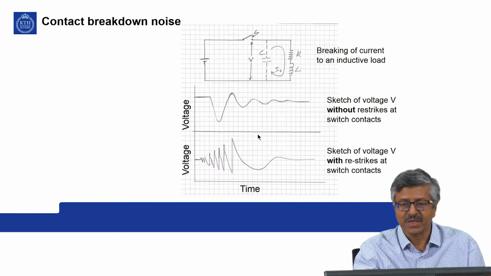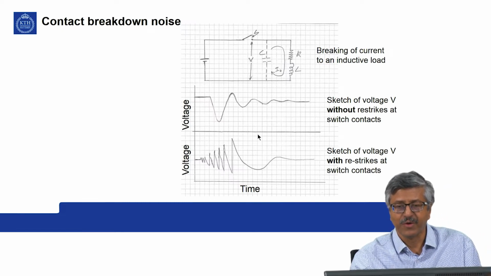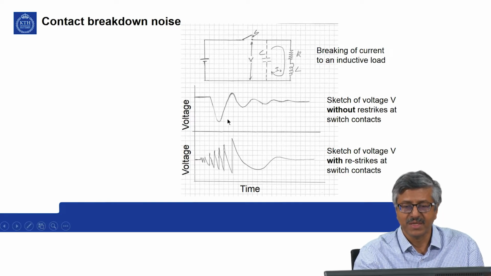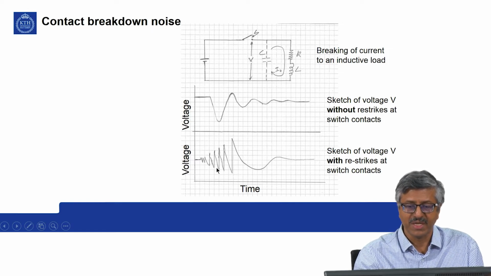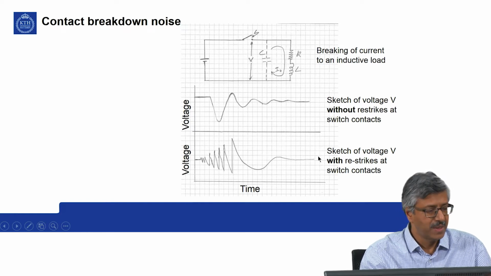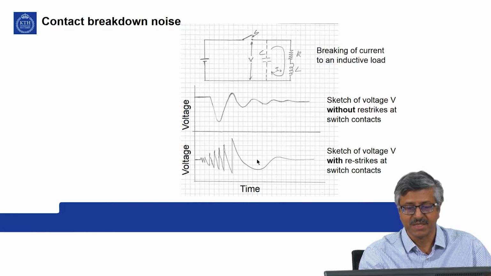So this shows, we have seen this curve before, this is without breakdown at the contacts, just damped oscillation due to this resonance circuit. But this is with restrikes at the switch contacts, because periodically there will be arcing, extinguishing, then arcing, extinguishing, and so on, happening as V2 minus V1 is changing.